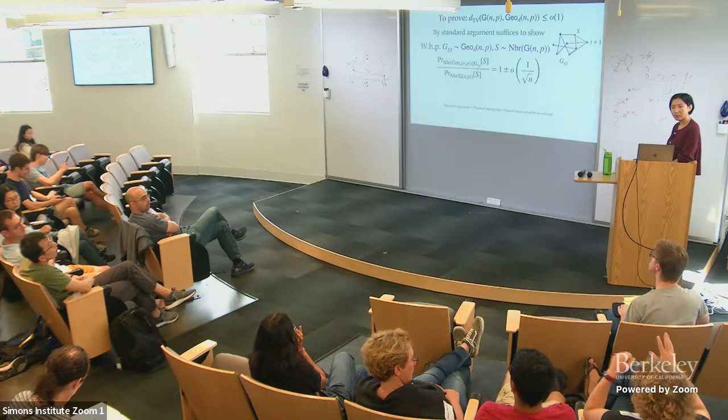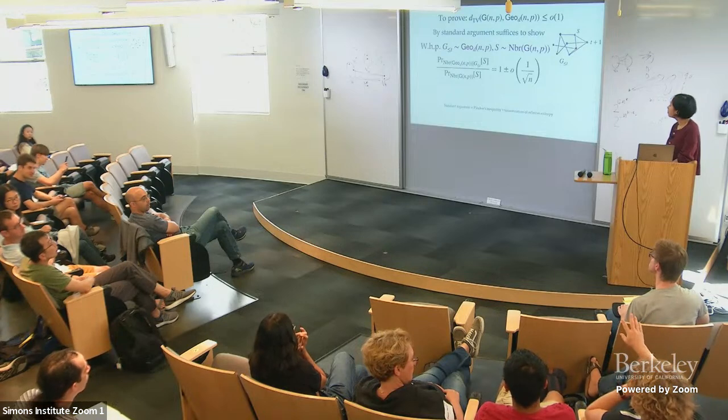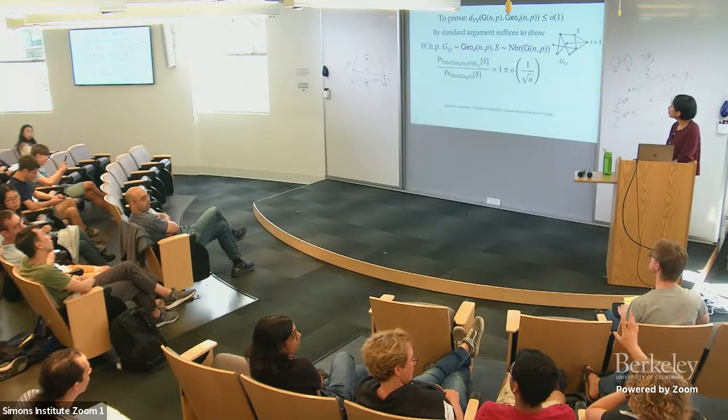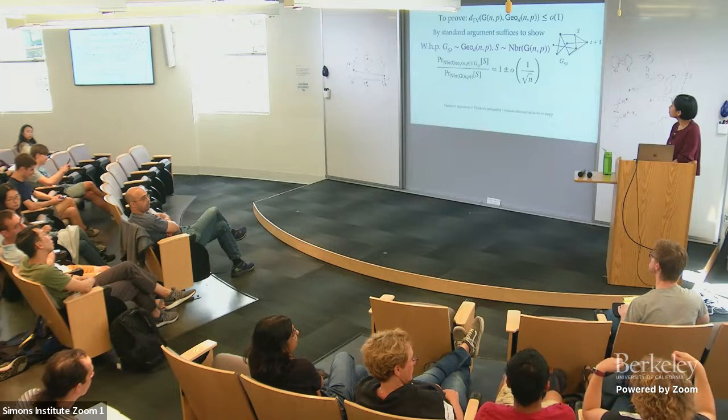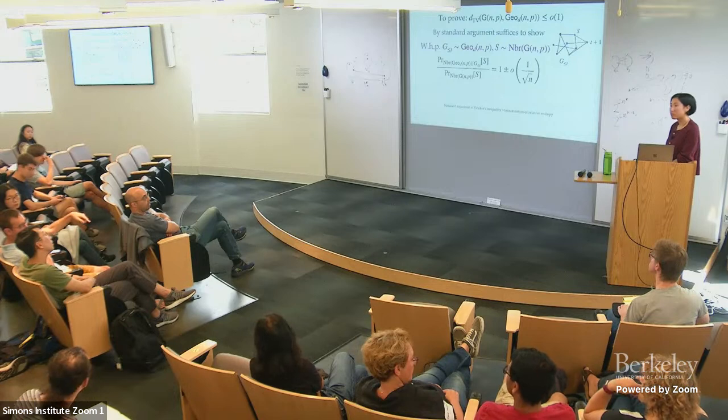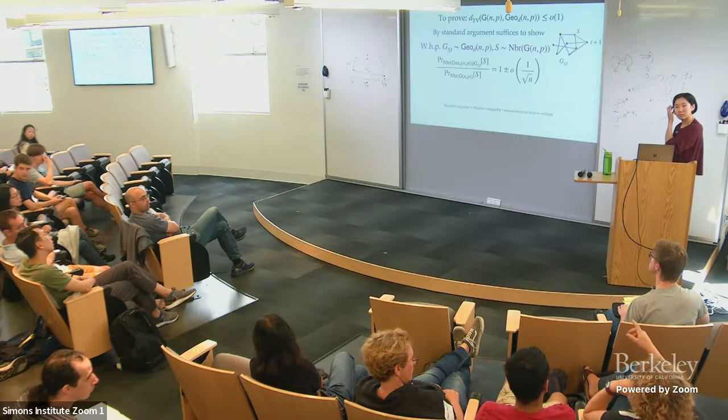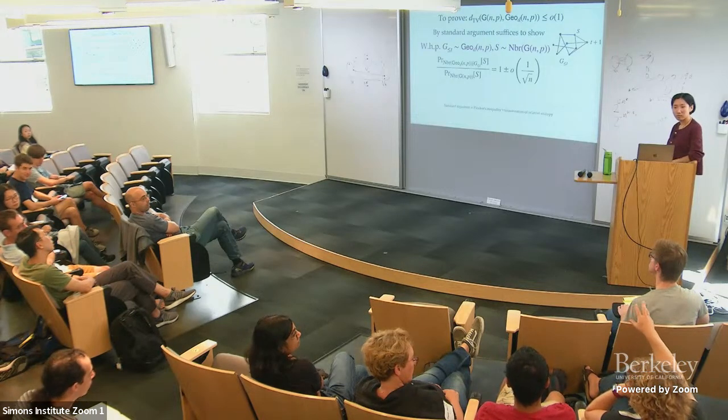So, there are some quantitative reasons why we need the coupling to be this good. This is what you're shooting for: such a good coupling between the distribution over neighborhoods in the two graphs. But you have n steps, so that's why the 1 over root n shows up.